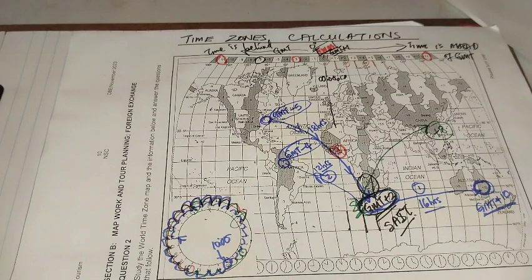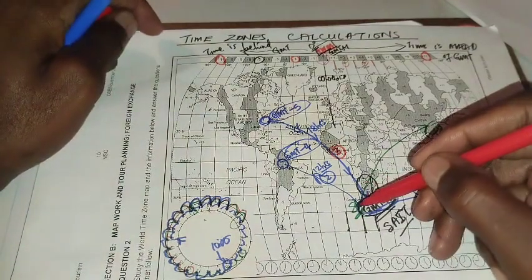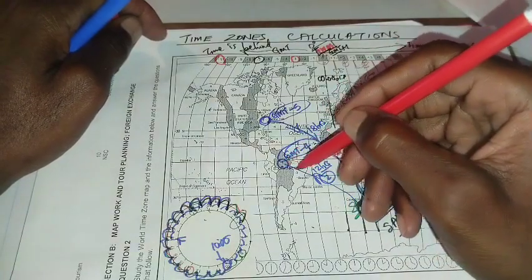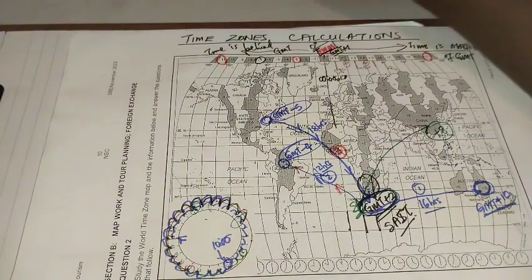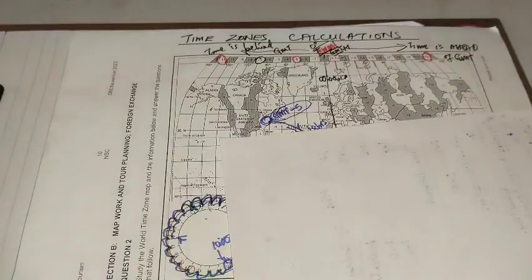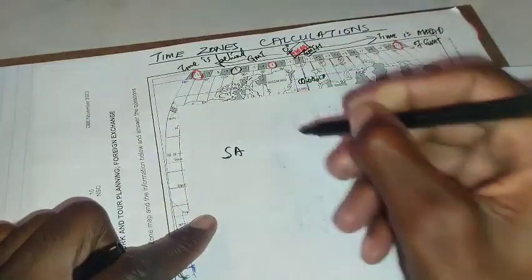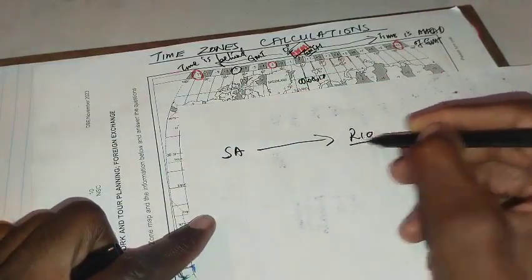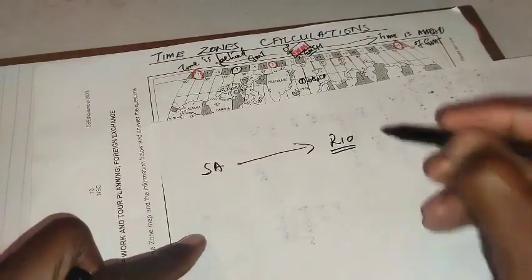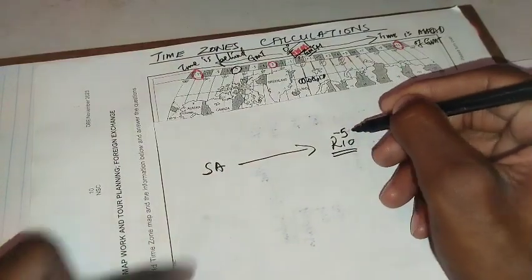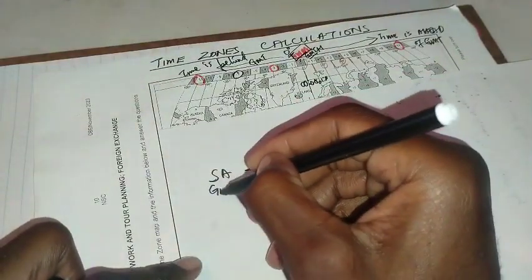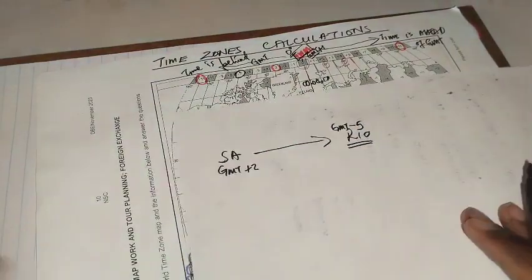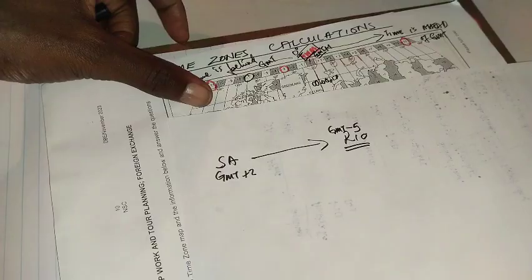Our second calculation is from South Africa to Rio de Janeiro. Now, the calculation of this is going to look like this. Again, you are moving from South Africa. You are going to Rio de Janeiro. And Rio is on GMT -5. South Africa is GMT +2. So the first thing is to find the difference in the time.